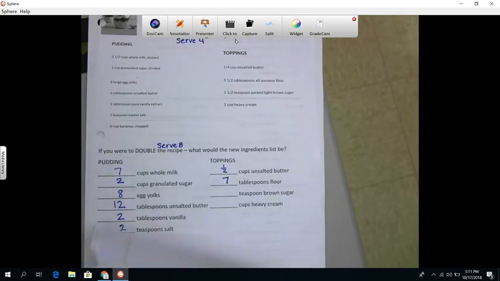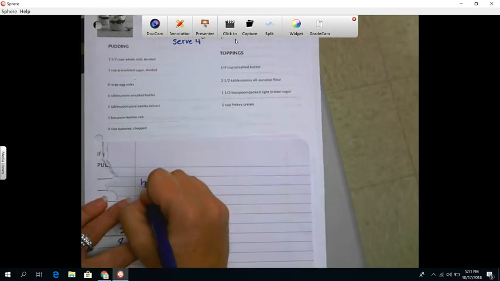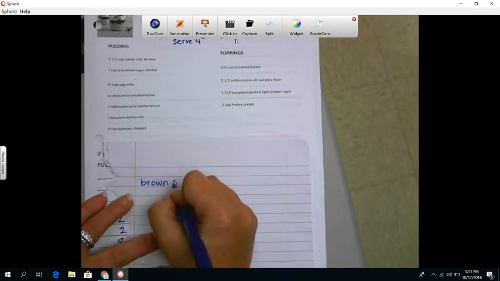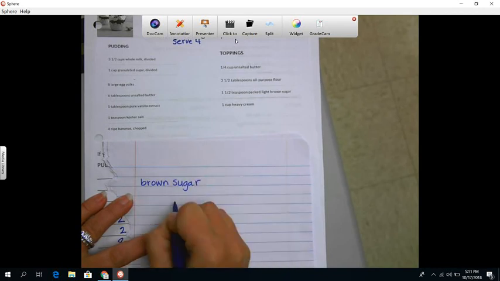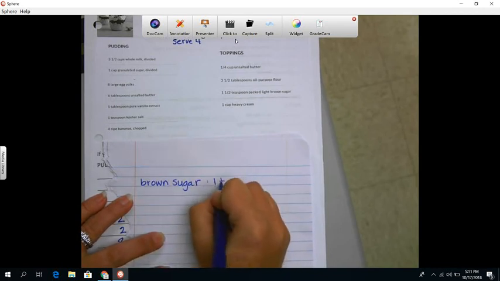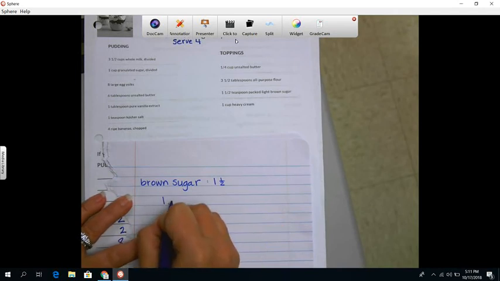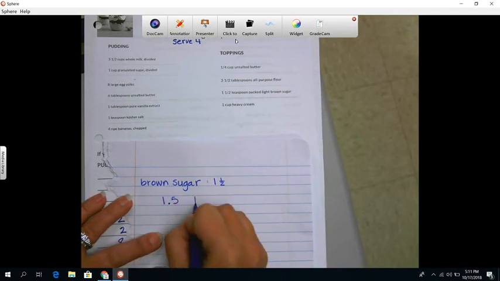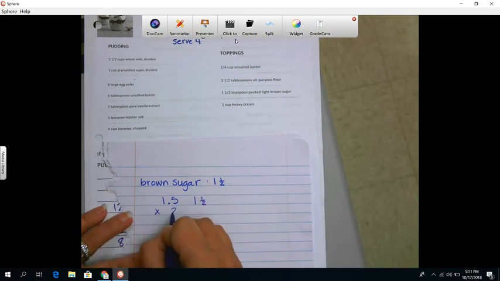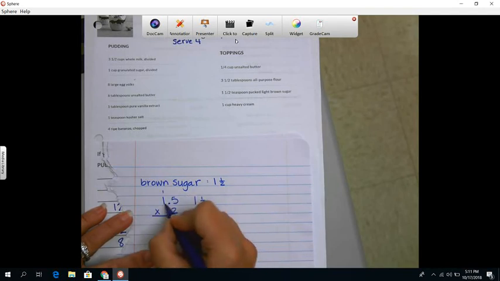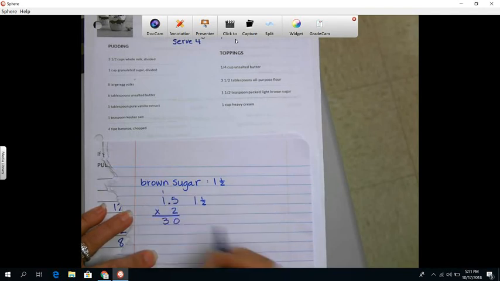For brown sugar, we need 1½ teaspoons of brown sugar. So over here, 1½ is the same thing as 1.5. We could make this into a decimal and multiply it by 2 because we're doubling. 5 times 2 is 10. 2 times 1 is 2, plus 1 is 3. We have one number behind our decimal here, which means I've got to move it once for our answer. And there's my answer of 3 teaspoons of brown sugar.